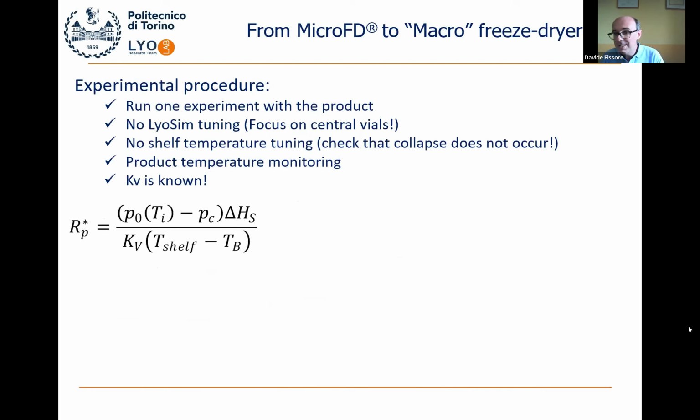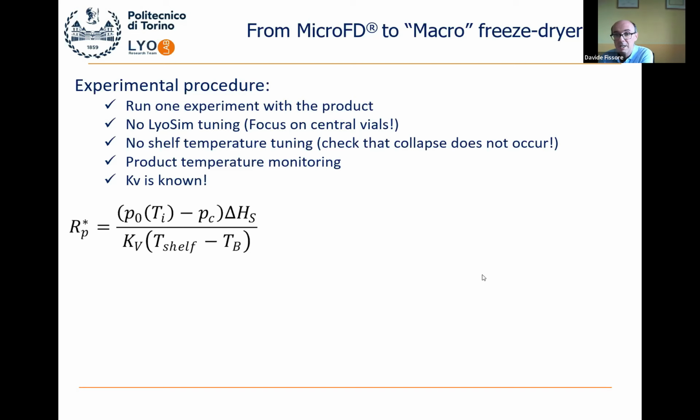So this is a different way to express the resistance of the cake. At the beginning of my job, I always talked about RP, calculated RP, and so on. But when we move to different equipment, it's better to use A0 and A1, which are fitting parameters.